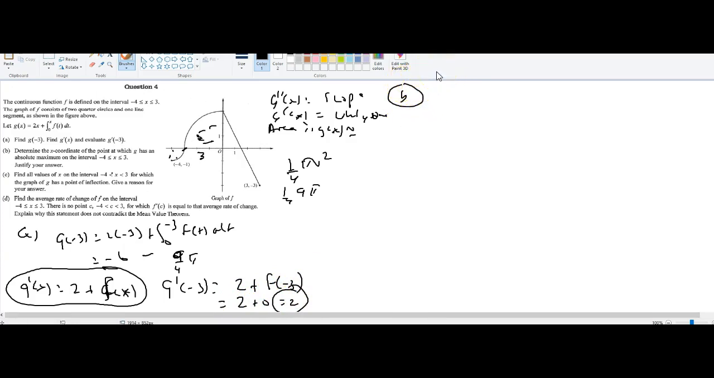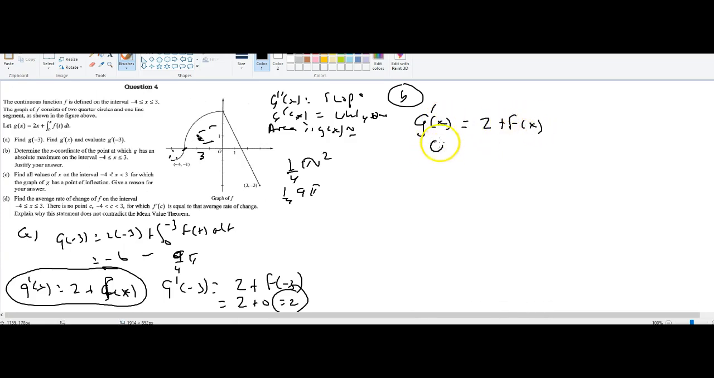We're getting a lot out of this problem. B, determine the x-coordinate for which g has the absolute maximum on the interval from -4 to 3. Justify your answer. So I look at the problem and go, all right, well, g of x, if I want to find the maximum of that, I've got to do g prime of x, right? So I'm going to take the derivative of this. We just took the derivative of this. It's 2 plus f of x, correct?